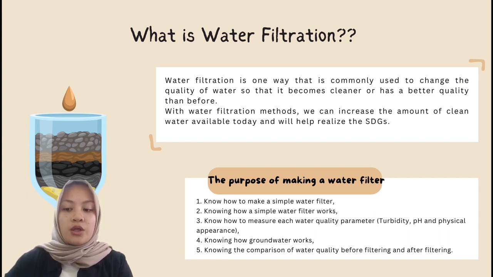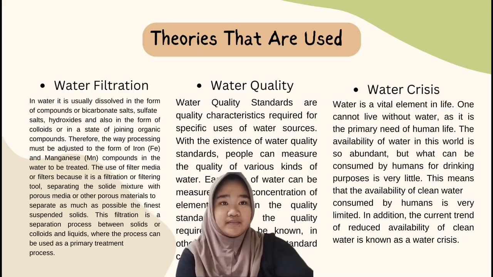Third, we know how to measure water quality like turbidity, pH, and physical appearance. That will make us more aware of the quality of water with exact data and able to classify the quality of clean water in accordance with applicable standards. And the last, we can know the comparison of water quality before filtering and after filtering by seeing the results for turbidity, pH, and physical appearance.